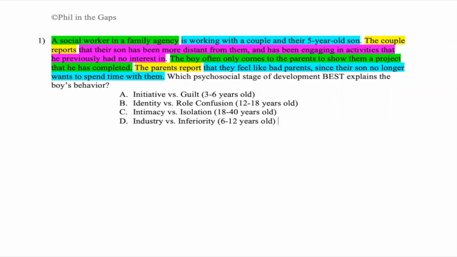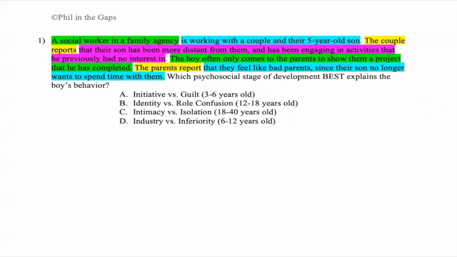Let's look back at the question to see what we're looking at in particular. So, quick review. Social worker, family agency, that's who we are, where we're at, working with a couple, 5-year-old son, that is our client system. The couple report, so it's 2/3 of our client system. Their son has been more distant from them and has been engaged in activities that he previously had no interest in. The boy often only comes to the parents to show them a project that he has completed.